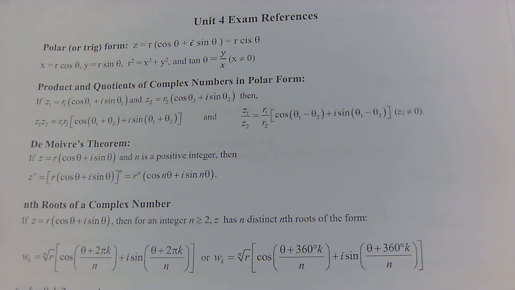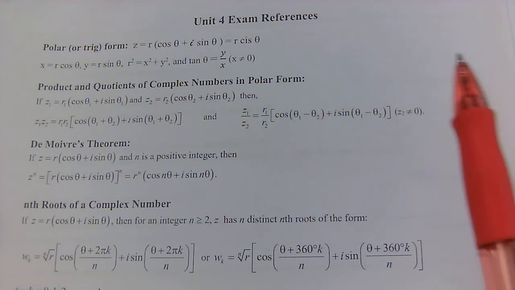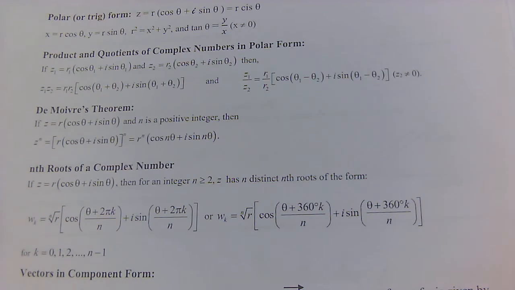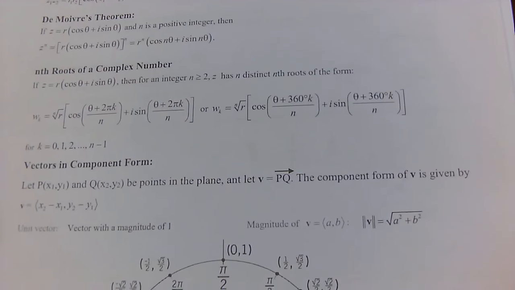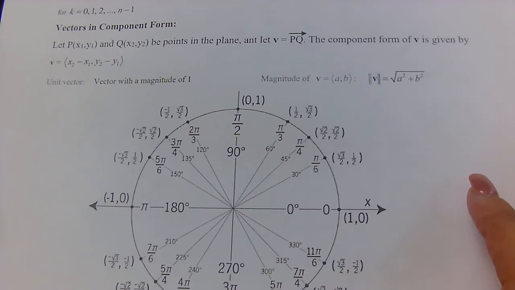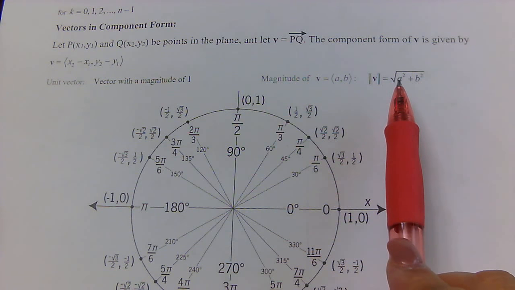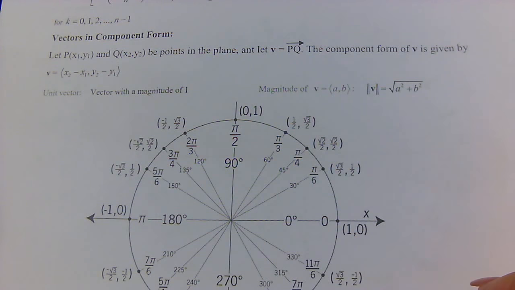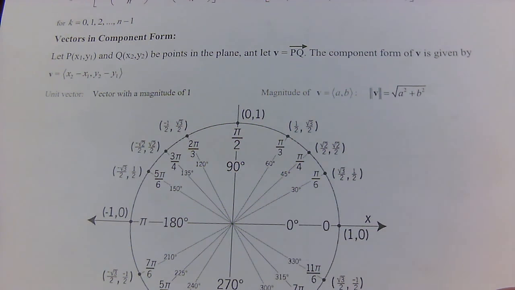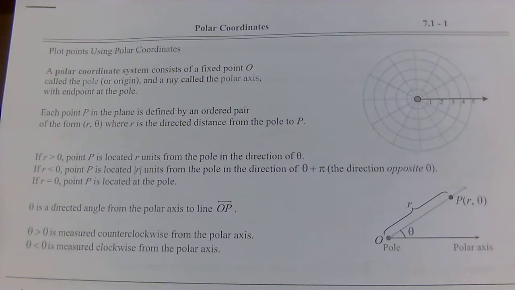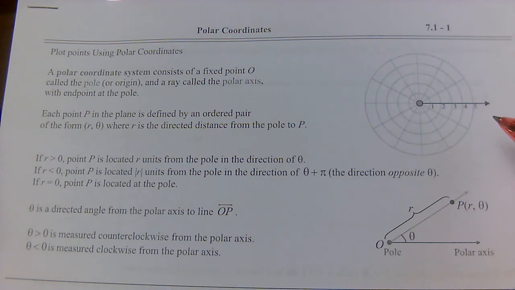Okay, we're going to go over 7.1, but before we do that, I want to just go over the unit exam reference sheet. These are all the formulas and equations that you're going to be getting. It might be slightly different formulas, like I might change this to an X and a Y, but A and B works as well. So there's a few things in here that might look slightly different than the one that you currently have. 7.1, we're covering the polar coordinates.